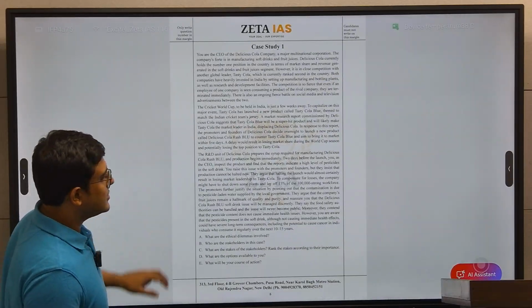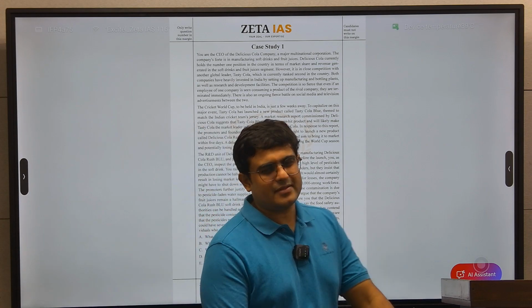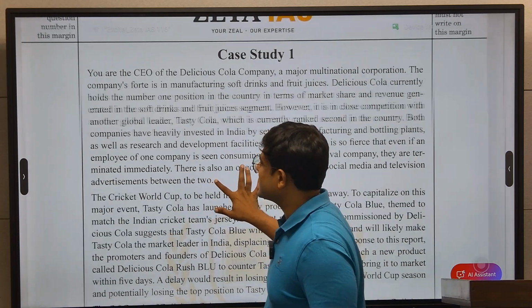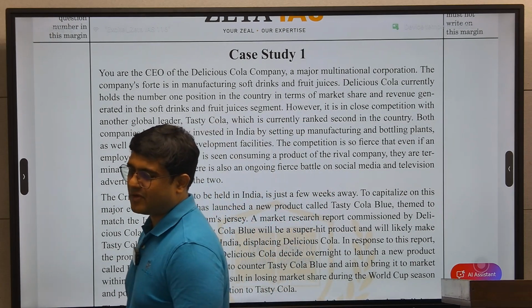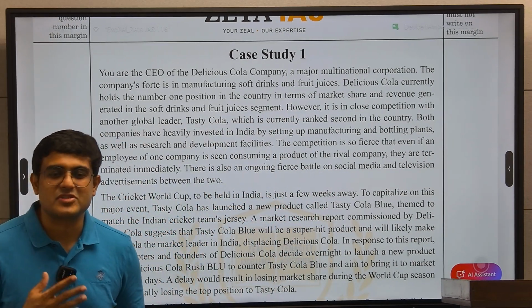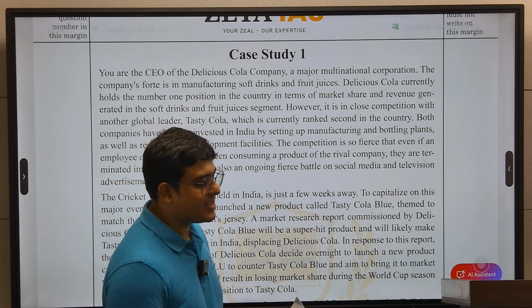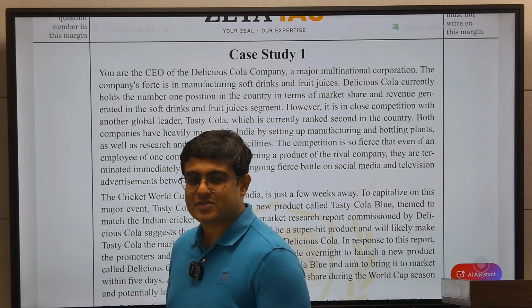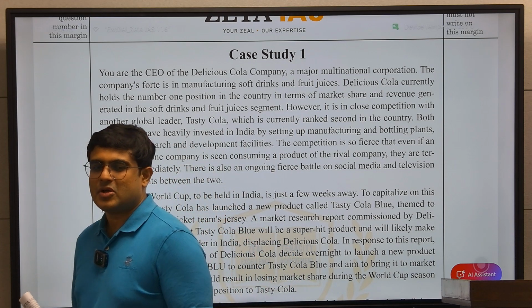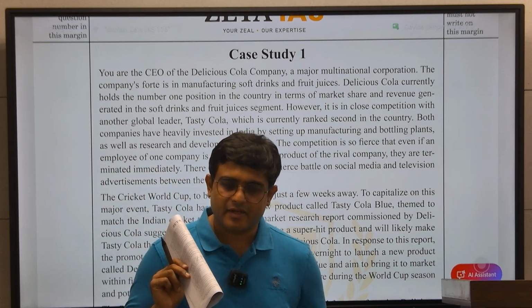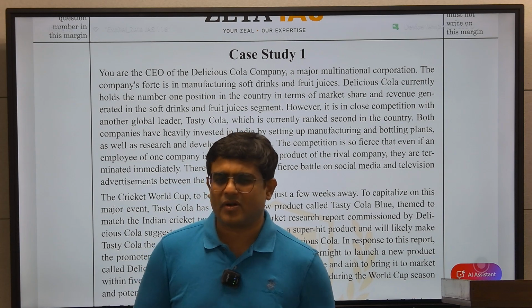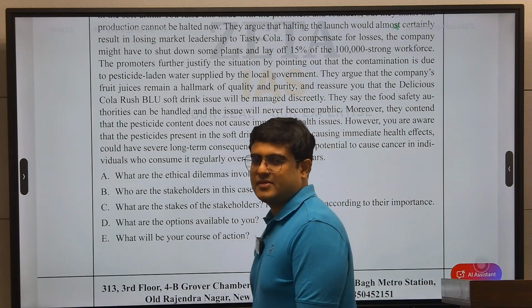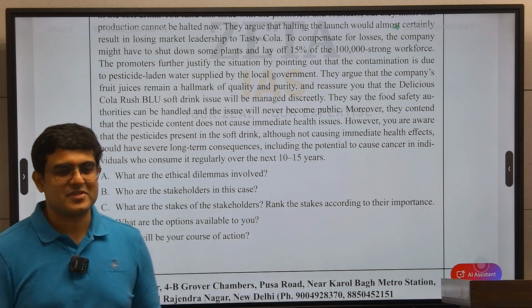Now, while writing case studies, see, many types of introduction you can write, but don't write unnecessary things. Many people have a habit of writing ethical dilemmas, even if it is not asked. Of course, if it is asked, you should write. And also writing stakeholders, even if it is not asked, what's the point? You won't get extra marks. You'll rather be wasting your time and space. Already this question has 5 sub questions.